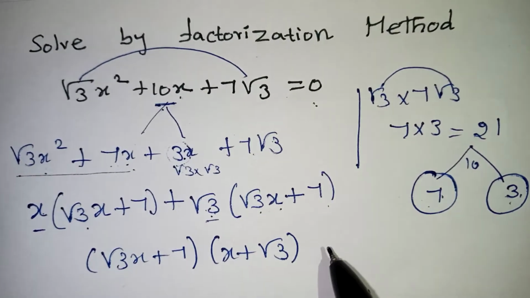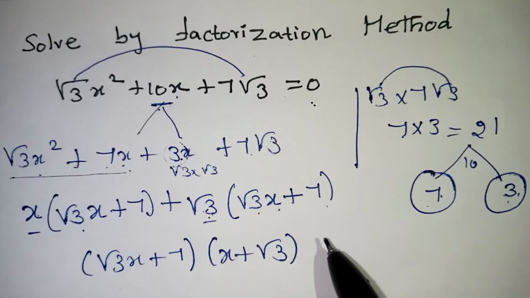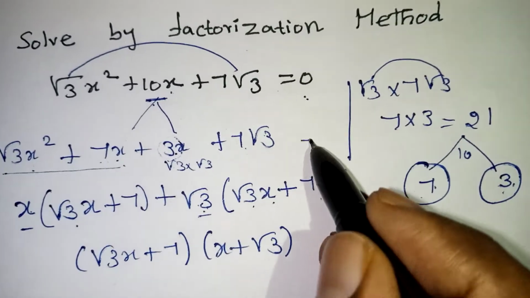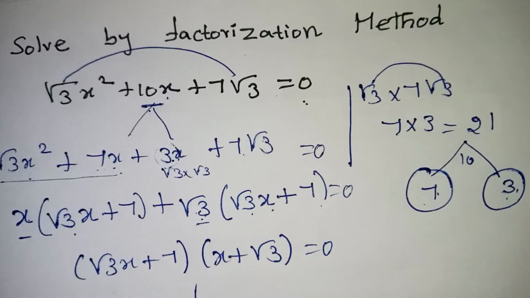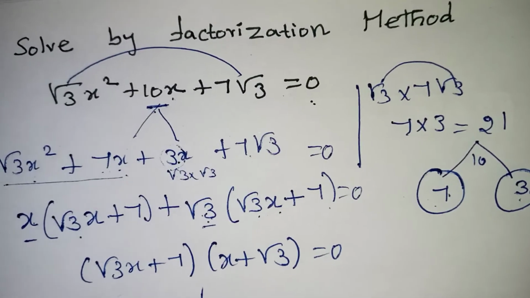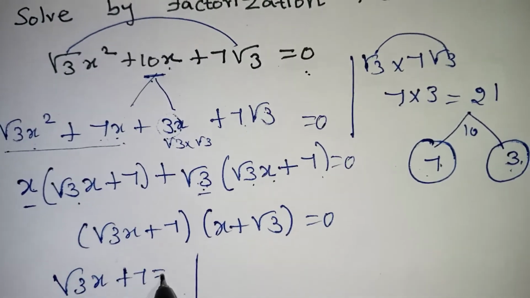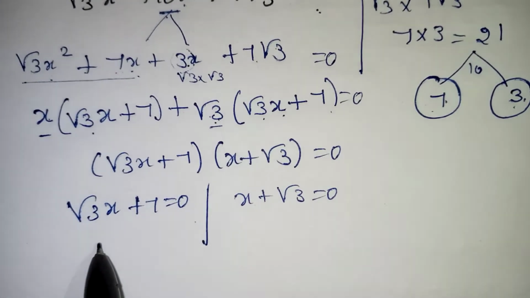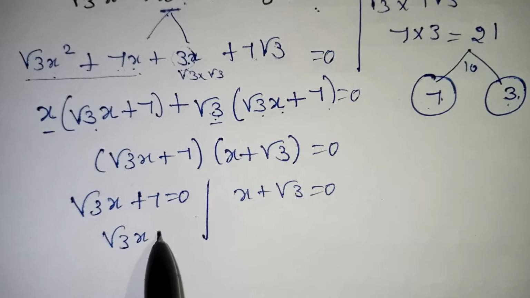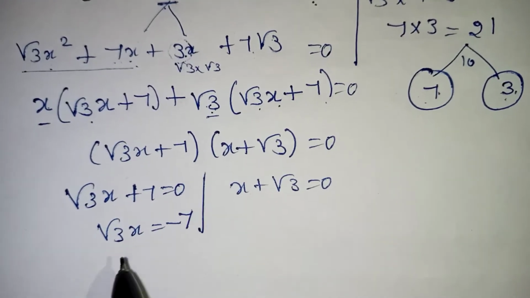Actually, they asked you to make it equal to 0, so we can write it equal to 0. That can be taken in all the steps. Equal to 0. Now the first term we are equating to 0 first: root 3 x plus 7 equal to 0. In the same way, x plus root 3 is equal to 0. So here root 3 x is equal to plus 7. If you bring it to that side, that is minus 7.